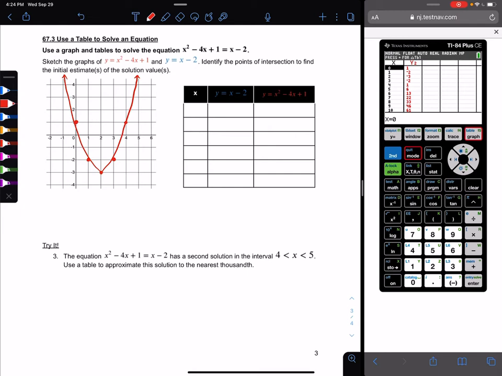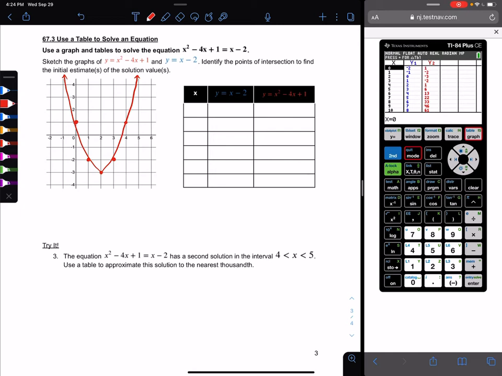Now that I have this red one, my parabola, I also need to graph y equals x minus 2. So I'm going to go back to my y equals, and for y1, in this case the blue one, I'm going to type in x minus 2. If I go back to my table, I hit second and then graph, and it'll bring up my table. Notice that the y1 values are the ones I'm going to use for the blue line.